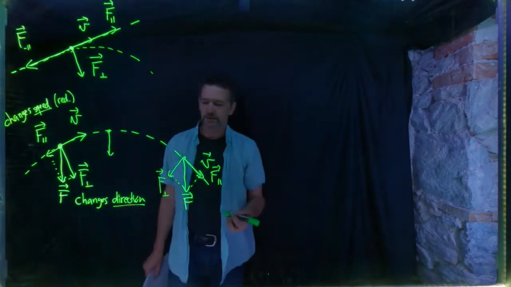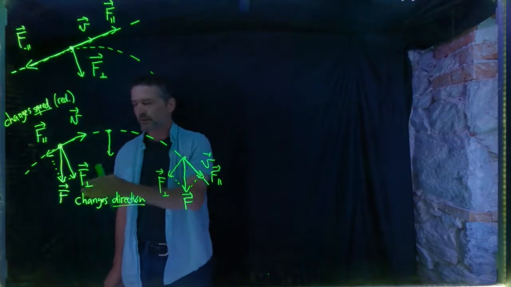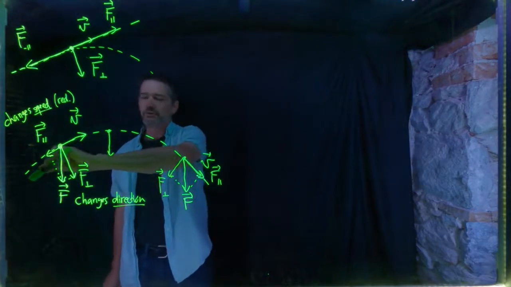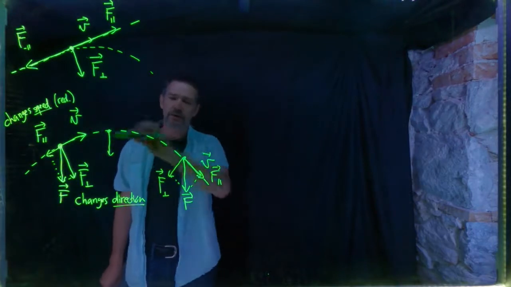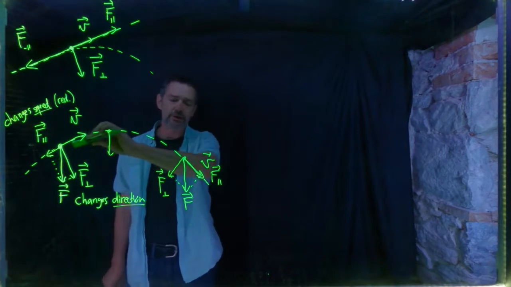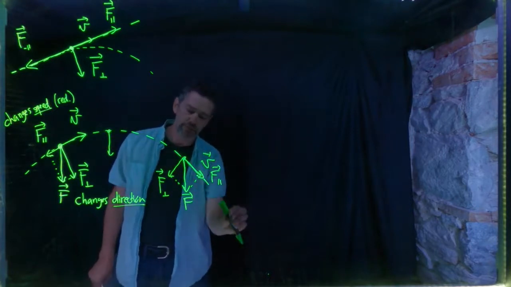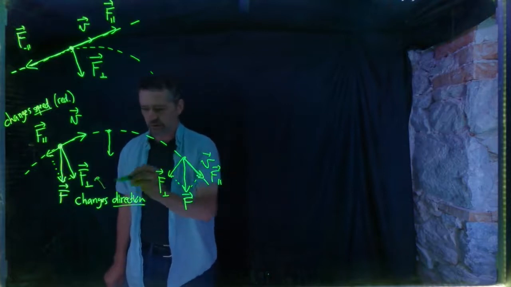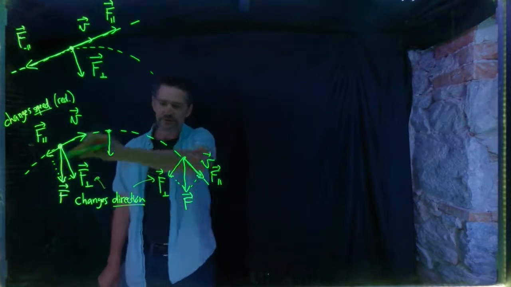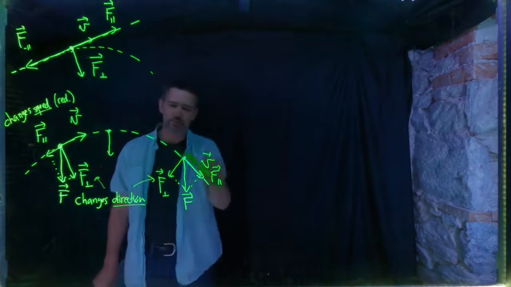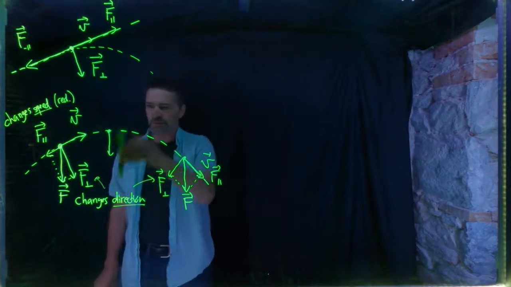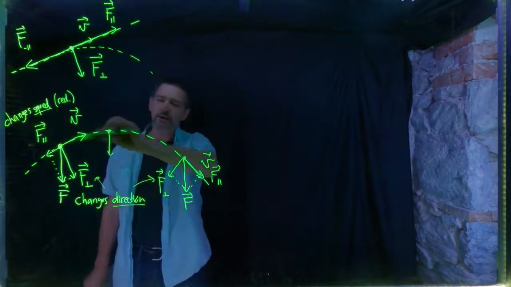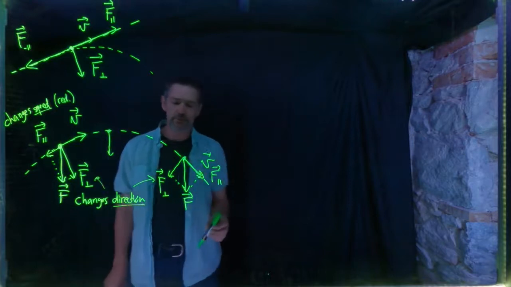Okay, so again, same as before. The perpendicular component of the force changes the direction of the velocity vector, and that's what makes the trajectory not a straight line, makes the trajectory curve. So this changes direction, and this changes direction in both cases. Along the entire trajectory, the perpendicular component is always rotating the velocity vector, its direction of motion.